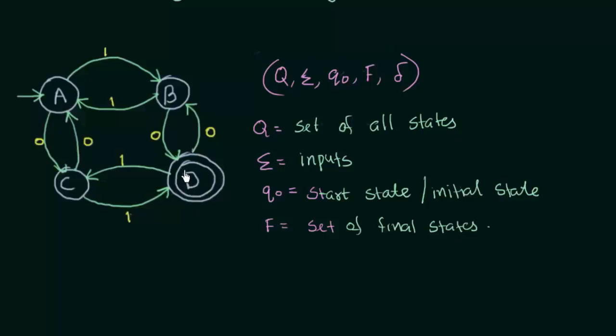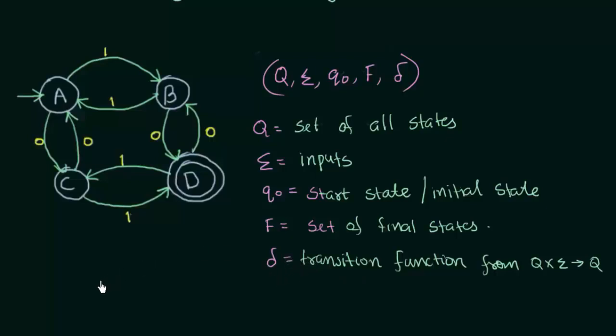Here in this example we had only one final state, but we could even have more than one final state. That is why I have written set of final states. And the last one is del. What is del? Del is a transition function that maps Q cross sigma to Q. Don't worry, even if you don't understand this, it will become clear when I show you in the example.